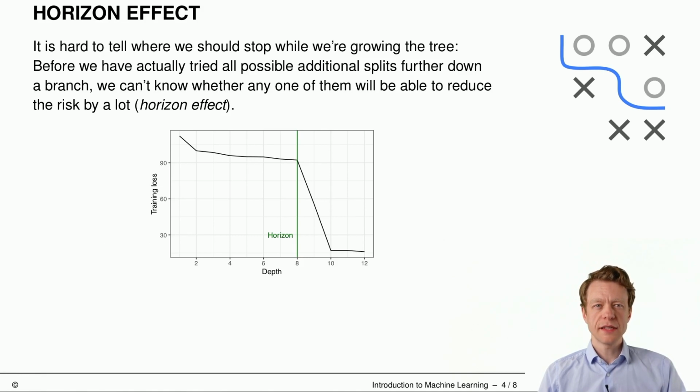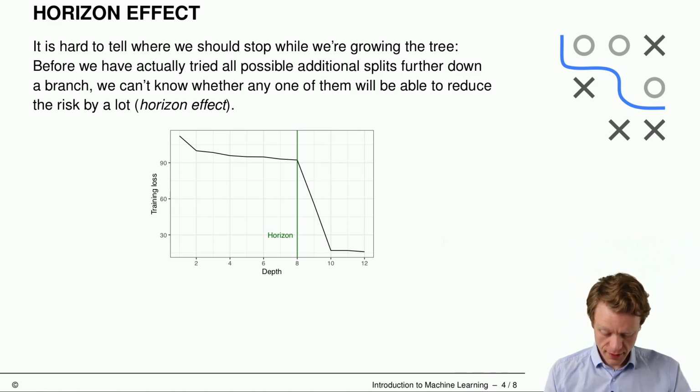Another problem is the horizon effect. It is hard to tell where we should stop while we are growing the tree. Before we have actually tried all possible additional splits further down the branch, we can't know whether any of them will be able to reduce the risk by a lot. Okay, so just by doing the splits, we will see if the risk improves. And if we don't do the splits, we also don't know how much we could win by doing those splits.